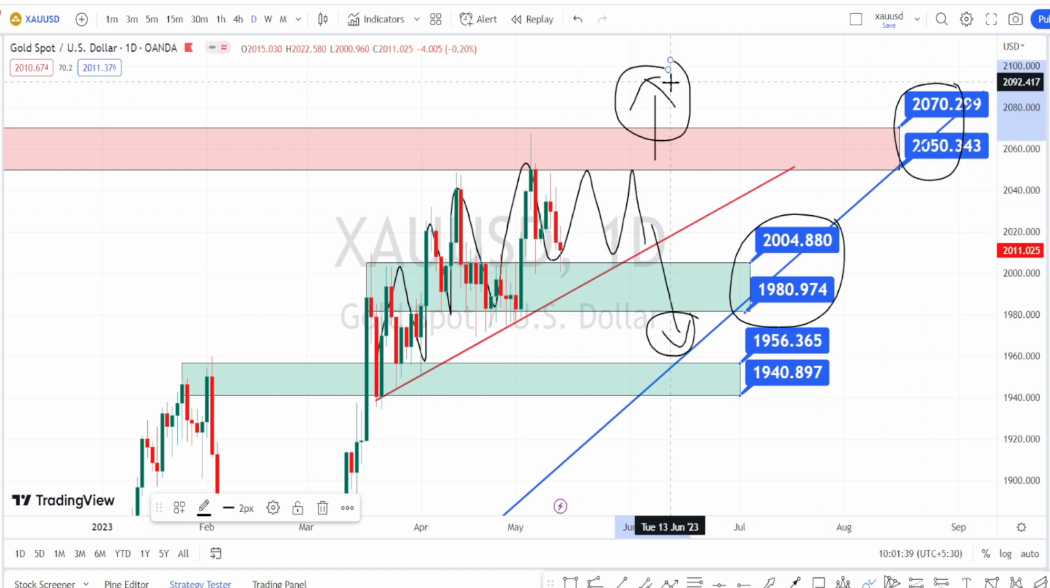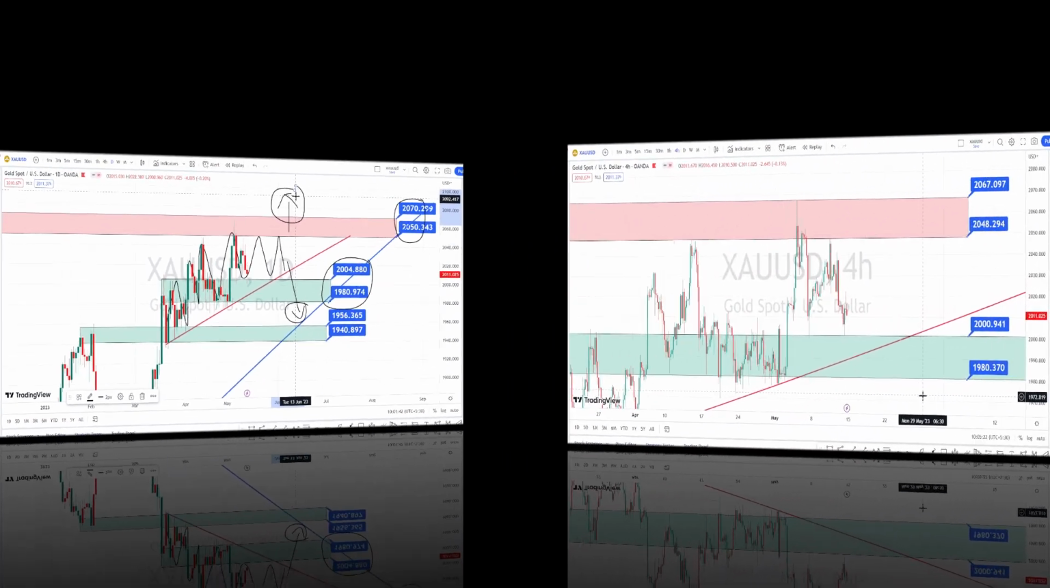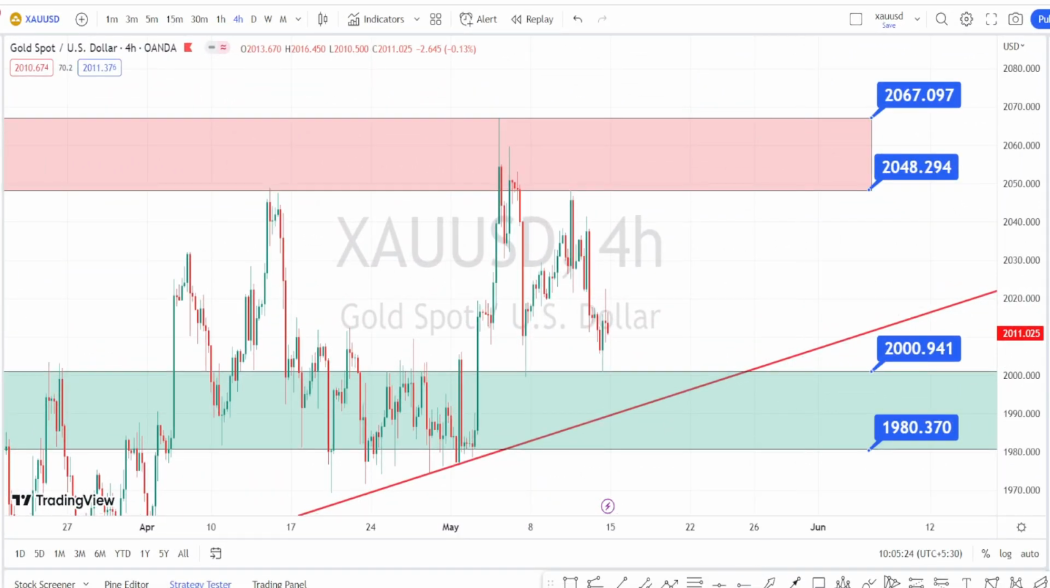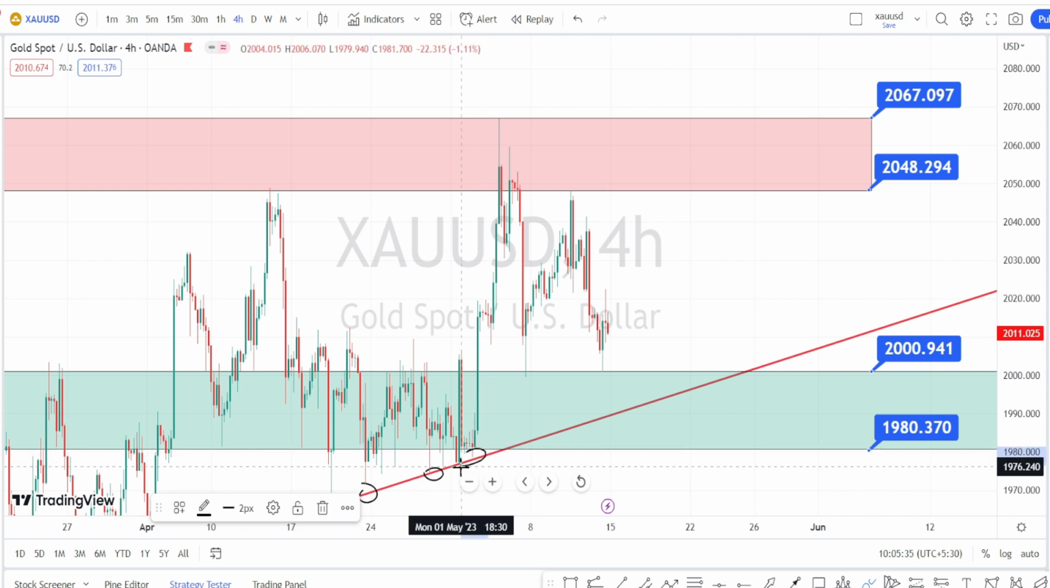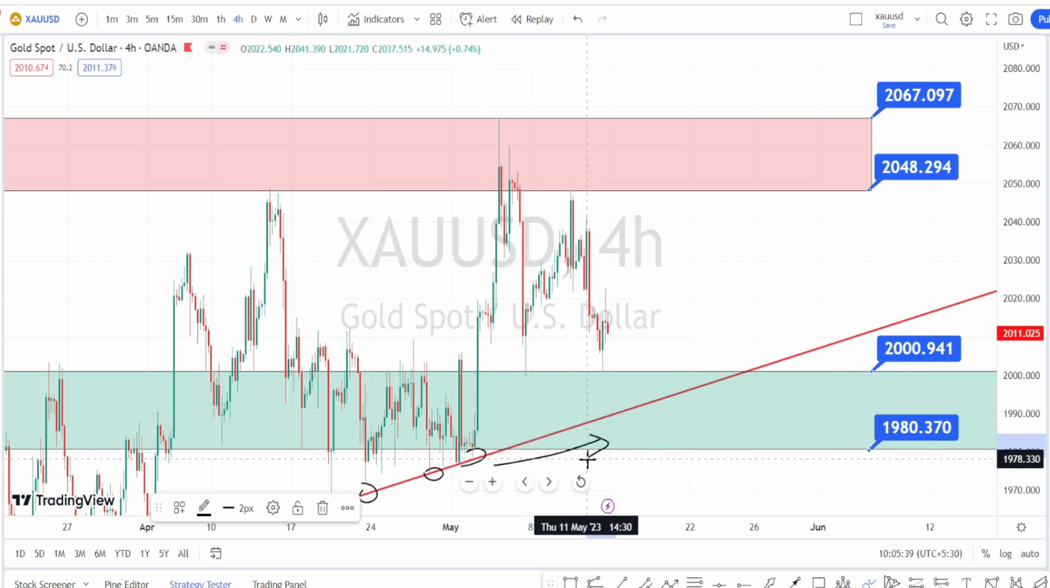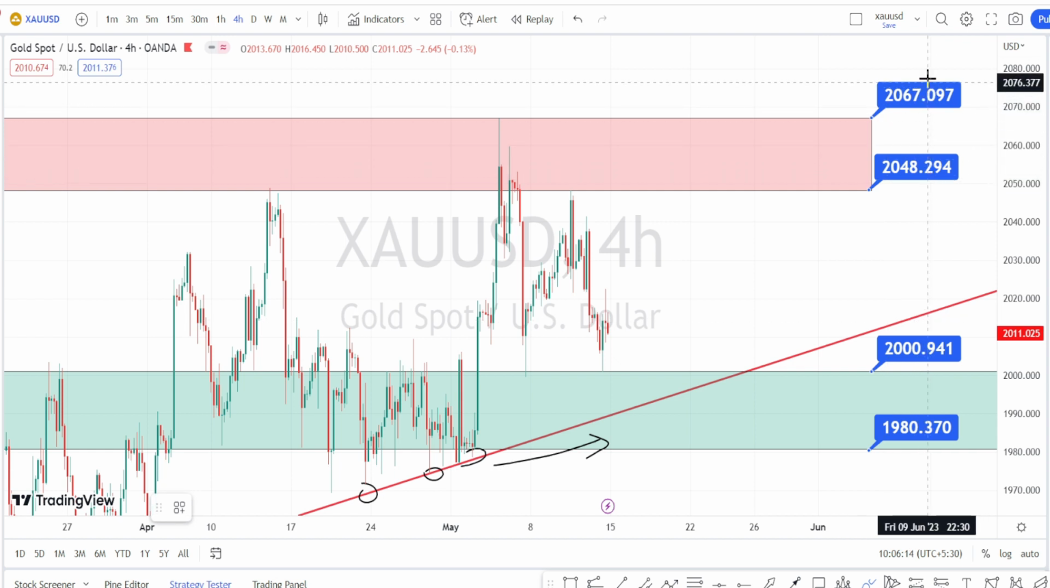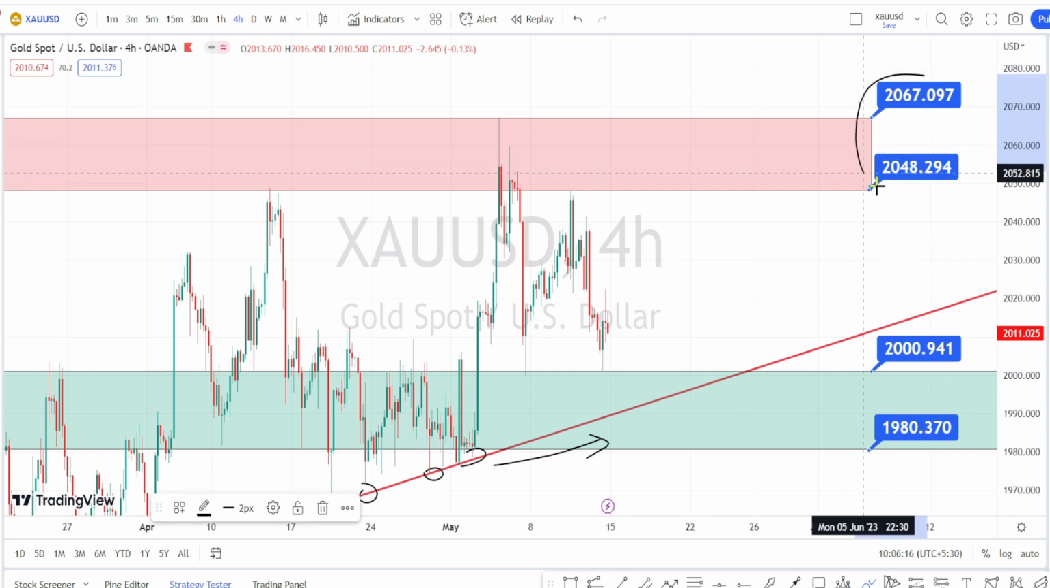Let us look at the price action in 4 hours time frame. I am in 4 hours time frame now, and when we look at the price action in 4 hours time frame, we know that the current trend of the price action is in a bullish trend because it is trading above this daily time frame trend line or the support line. But overall, when we look at the price action, it is trading between the higher time frame resistance level of 2067 to 2048 and support level of 2000 to 1980.